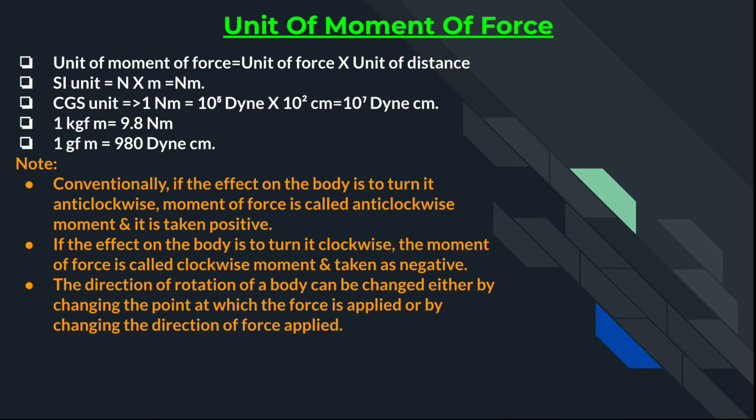The direction of rotation of a body can be changed either by changing the point at which the force is applied or by changing the direction of the force applied. If a body is moving in a clockwise direction and we want it to rotate in an anti-clockwise direction, we can do it by changing the point on which the force is acting or by changing the direction of the force. In both cases the direction of the rotation of the body will be changed.